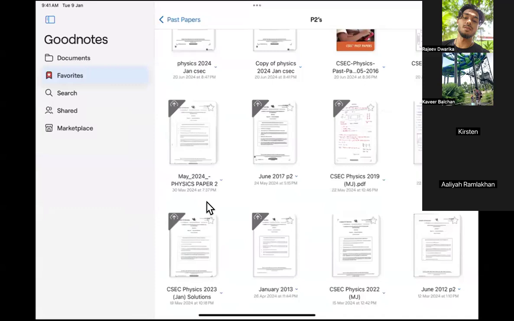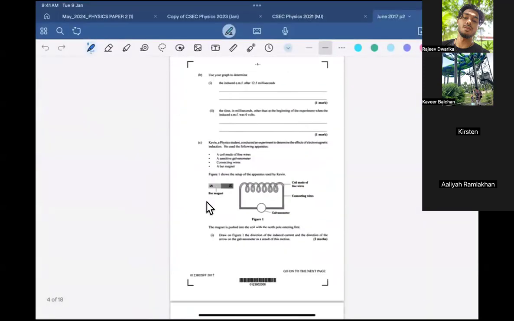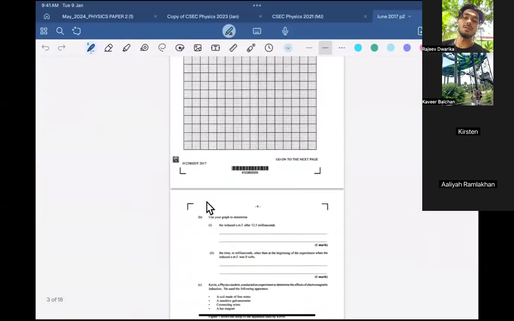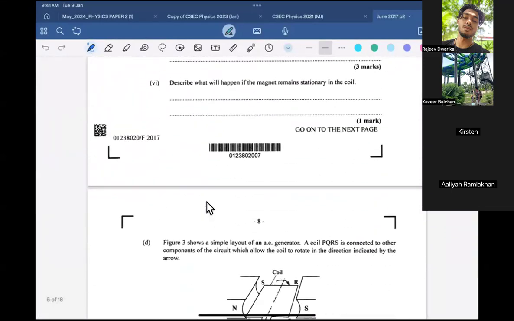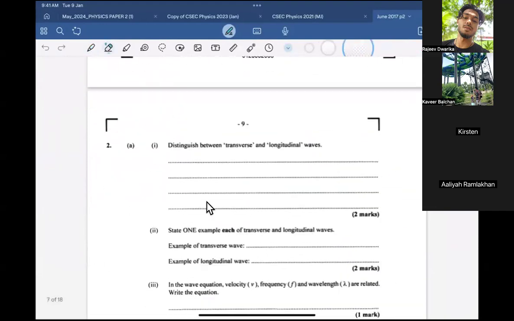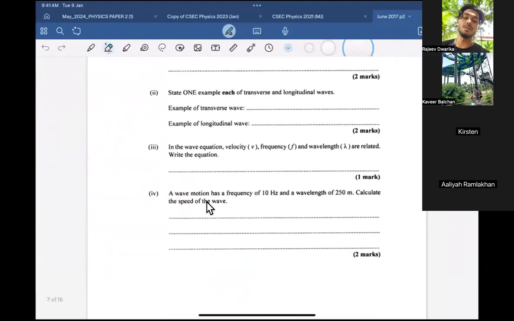June 2017. Okay, induced EMF. You didn't do this as yet. We are yet to do this. Motors are yet to be done.